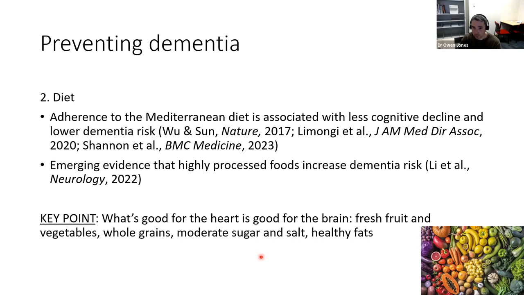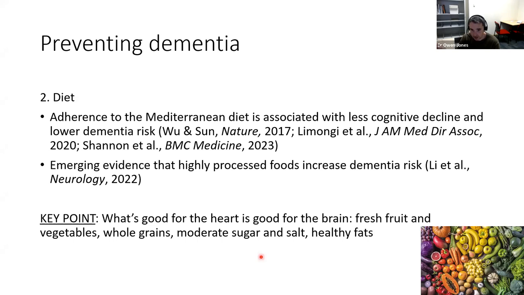The second important point is diet. This is again something that you may have heard of, in particular the Mediterranean diet. So a diet that's high in fruit and vegetables, healthy fats such as olive oil, less processed foods, moderate sugar intake, for example. There's good evidence now that adherence to the Mediterranean diet is also associated not just with generally less cognitive decline, but also a lower risk of dementia.